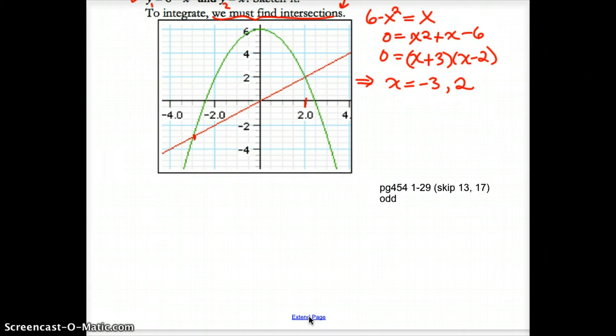So I am going to set up the integral to find the area between them, and again you would shade all this in. It's hard to shade on a smartboard. I really like it.